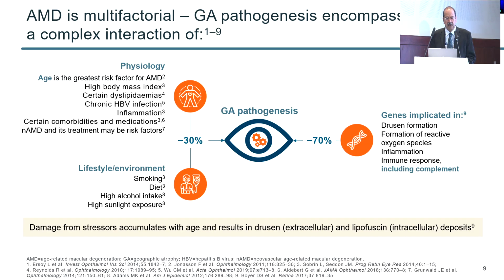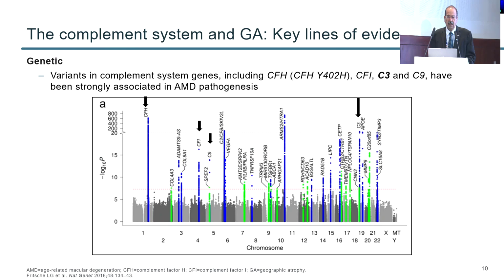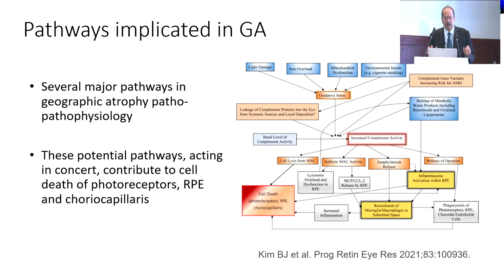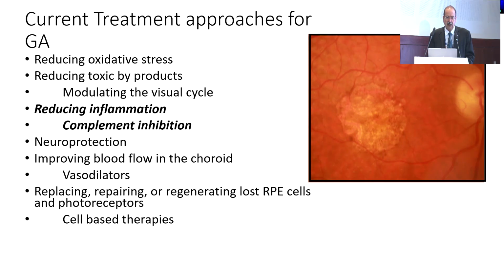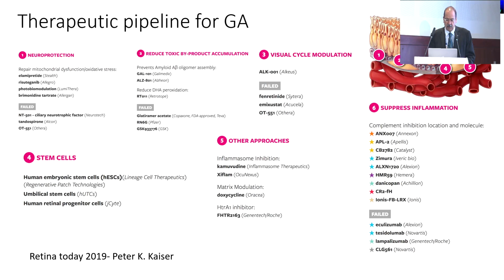While AMD is multifactorial, with physiology, lifestyle, environment and genes, I think what's becoming more and more important is that inflammation seems to play a role. And then complement comes into the equation. There are key lines of evidence for genetics: CFH, CFI, C3, C9. But that's not all. There are many pathways implicated in the pathophysiology of GA, and so there are as many current treatment approaches. Today we're just going to talk about inflammation and complement inhibition. That gives you a snapshot of the pipeline, including the drugs that have failed.